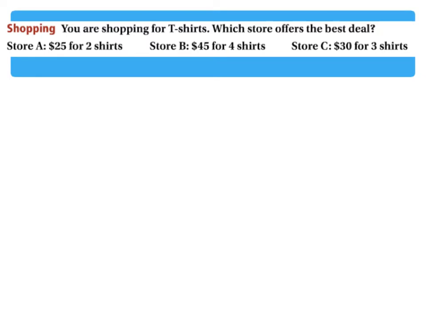So just getting a ratio of comparison, you're shopping for t-shirts, which is the best deal here? Store A has $25 for 2 shirts. Store B has $45 for 4 shirts. And store C is $30 for 3 shirts.